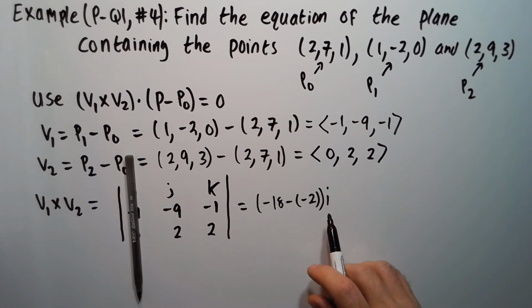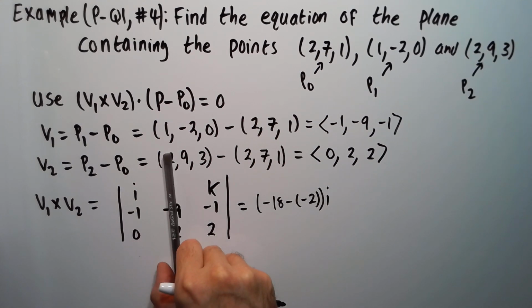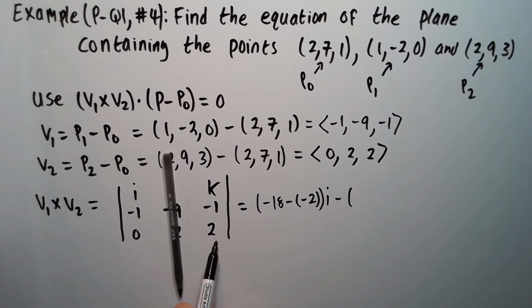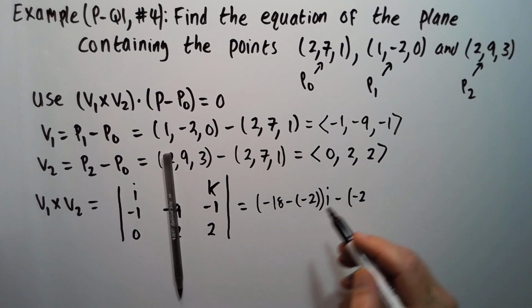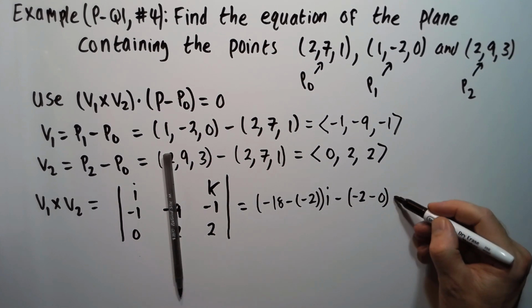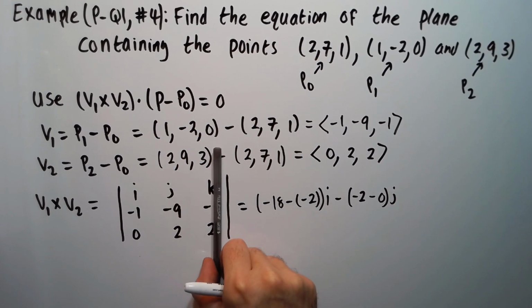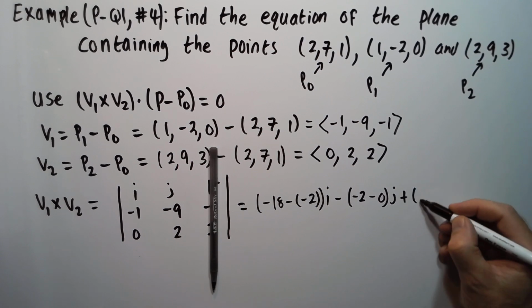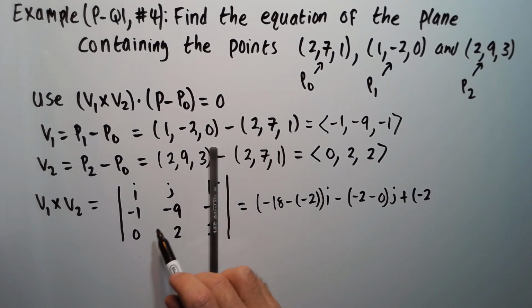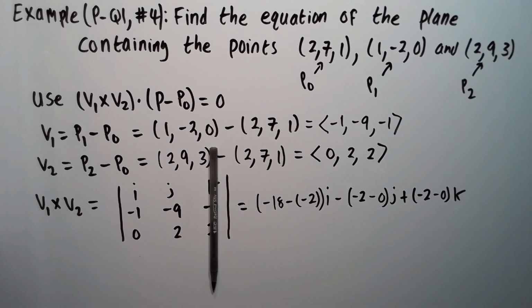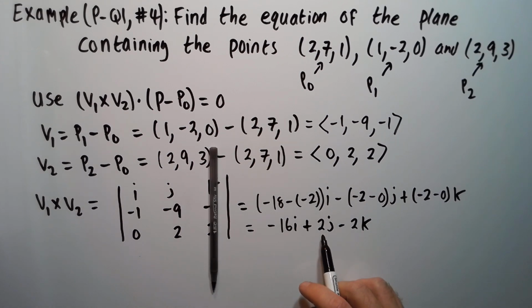So we get this. Then moving to J, recall that J has a minus sign in front. There's going to be negative 1 times 2, which is minus 2. Then subtract that, which is minus 0. Then moving on to the K component: minus 1 times 2, so minus 2, and minus 9 times 0, so minus 0. Okay, simplifying these we get negative 16i, 2j, minus 2k.